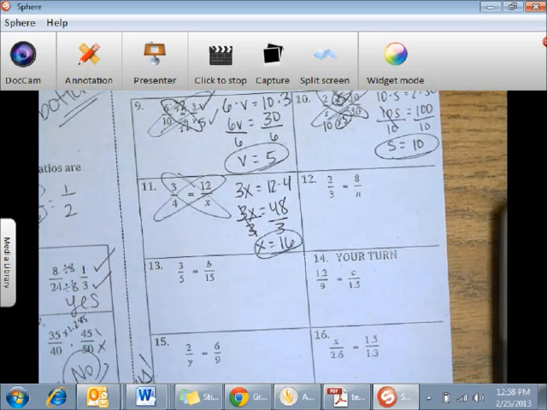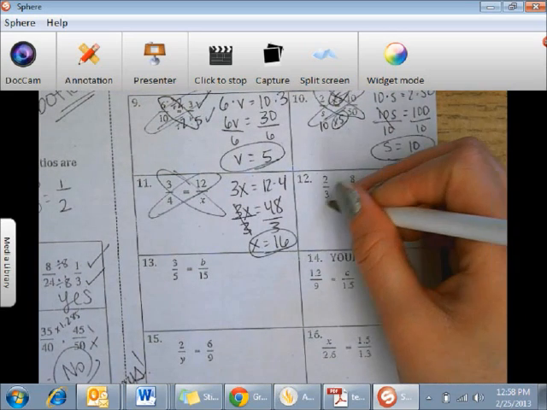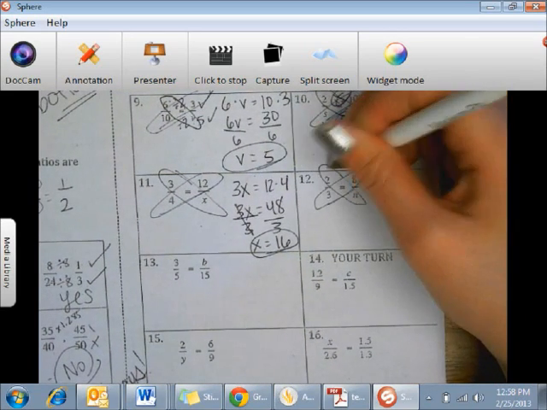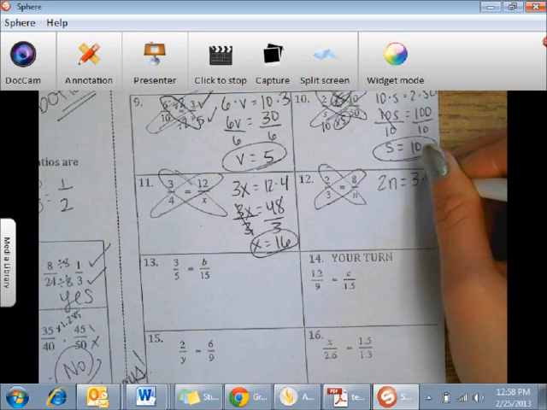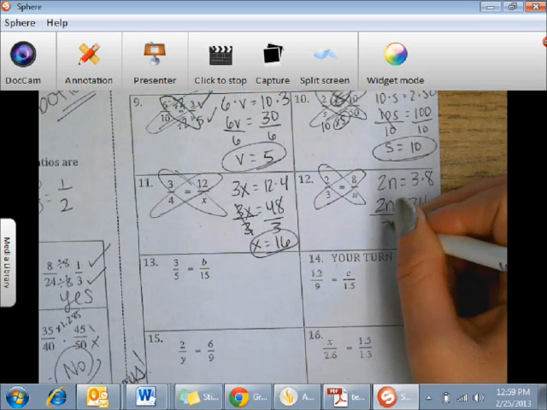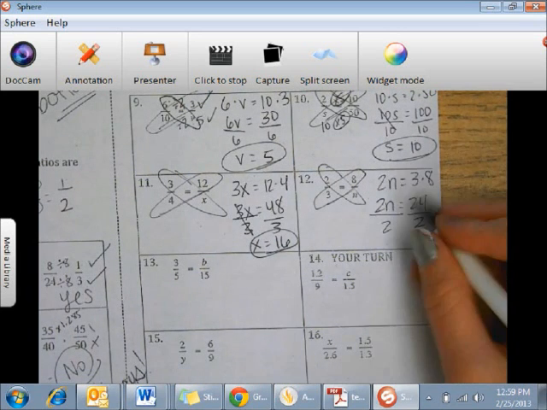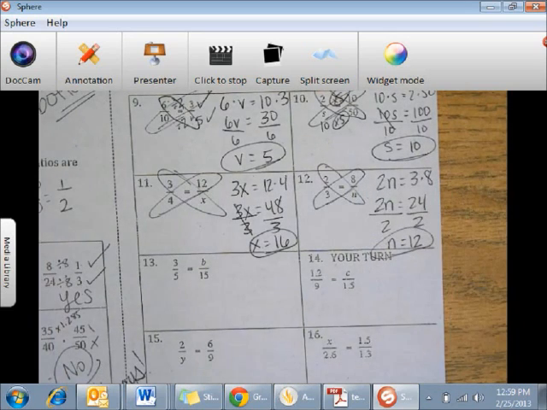Now let's do the next one. Remember, butterfly wings. We'll have 2n equals 3 times 8. You'll get 2n equals 24. Divide by 2, divide by 2. You'll get n equals 12. Is this making sense? I hope so.